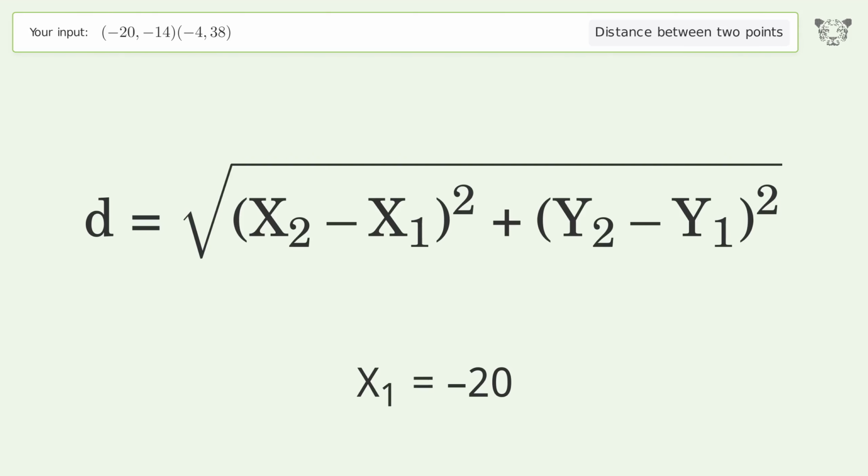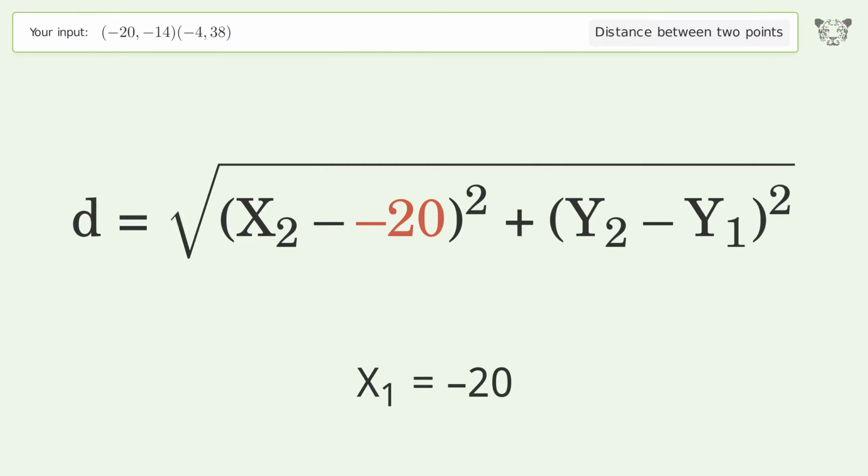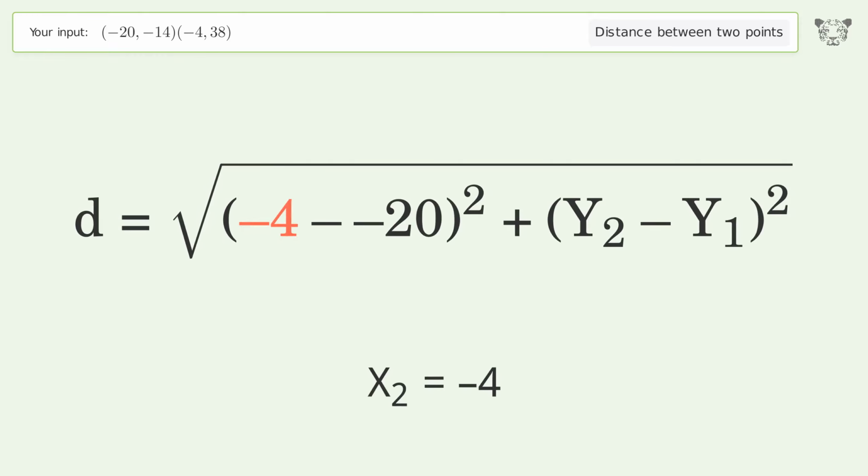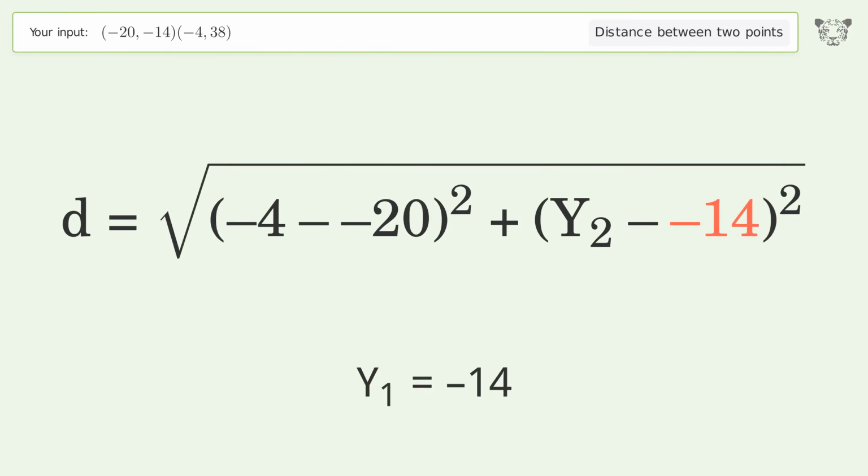x1 equals -20. x2 equals -4. y1 equals -14. y2 equals 38.